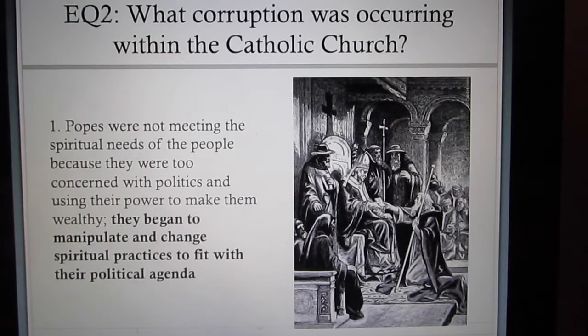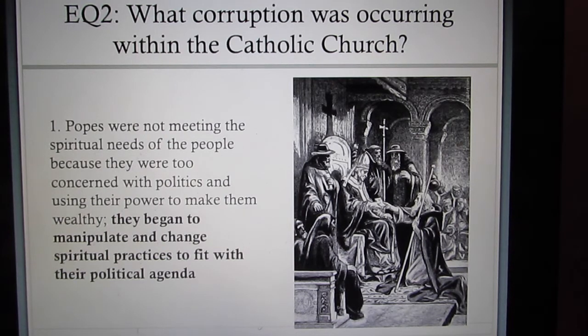We learn that from 1450 to 1520, a series of popes, known as the Renaissance popes, failed to meet the church's spiritual needs. Ultimately now, popes were not necessarily doing their job. The Pope and the church hierarchy were responsible for providing spiritual guidance for the Catholic people. But they were becoming too concerned with politics and becoming wealthy. They were using their power in the wrong ways.